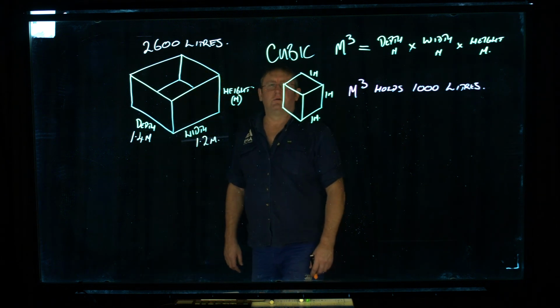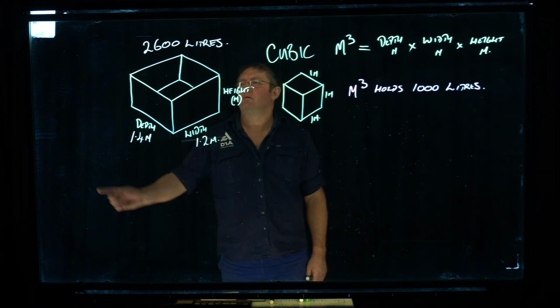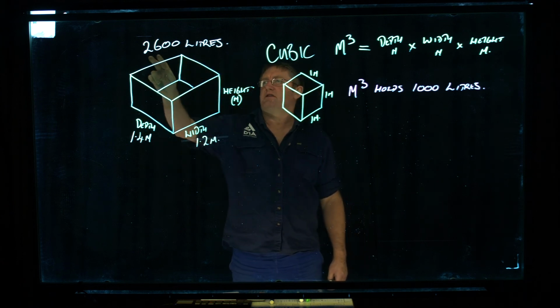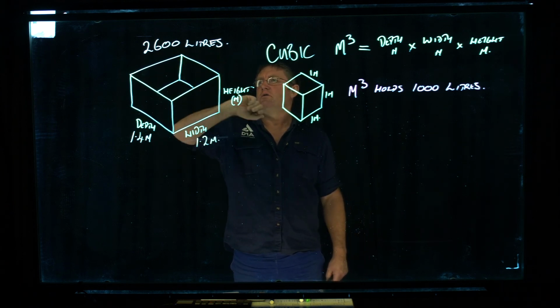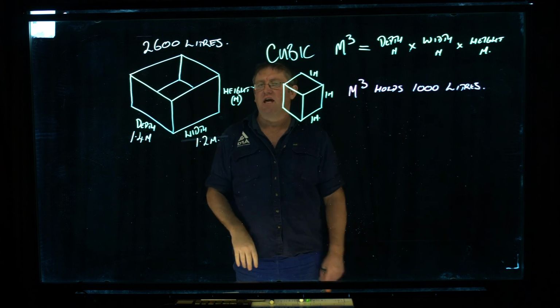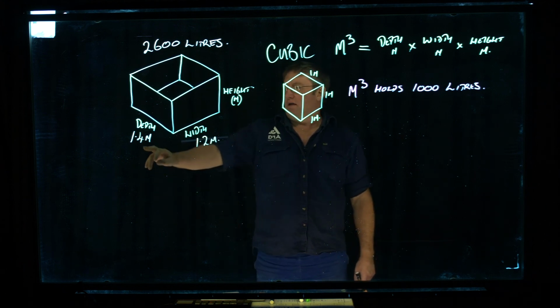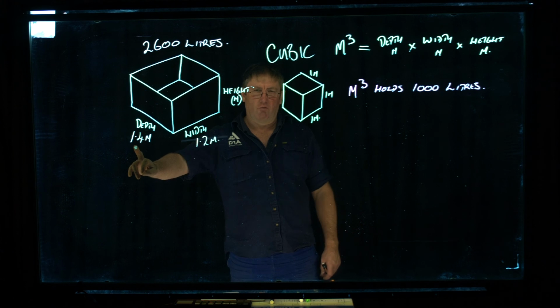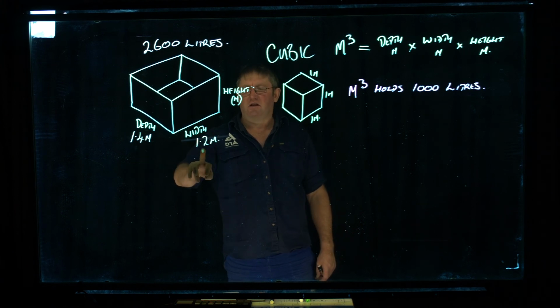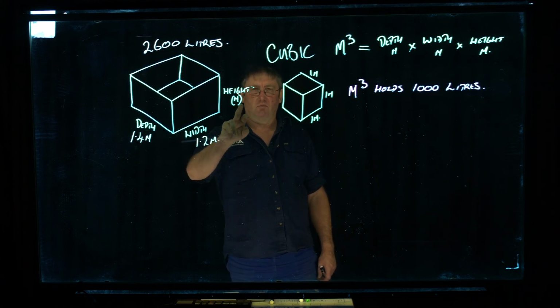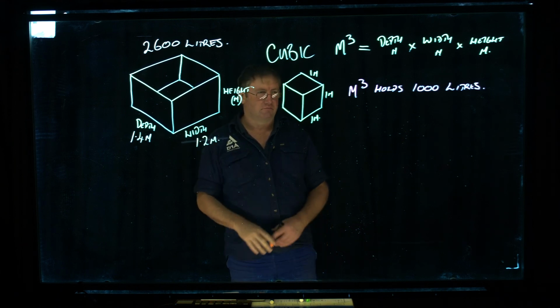Okay, so rectangular tank again. Someone's given us a figure. They want to hold 2,600 litres in a tank. The depth of the tank is 1.4 metres. The width of the tank is 1.2 metres, and we need to determine the height.